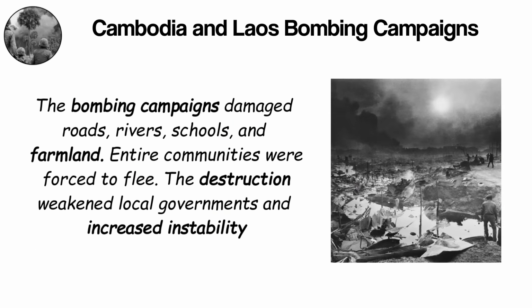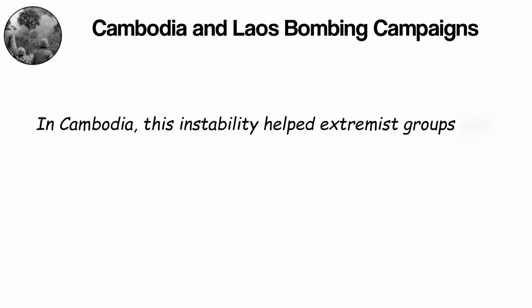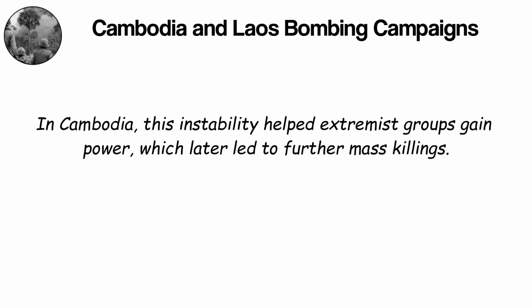The bombing campaigns damaged roads, rivers, schools, and farmland. Entire communities were forced to flee. The destruction weakened local governments and increased instability. In Cambodia, this instability helped extremist groups gain power, which later led to further mass killings.